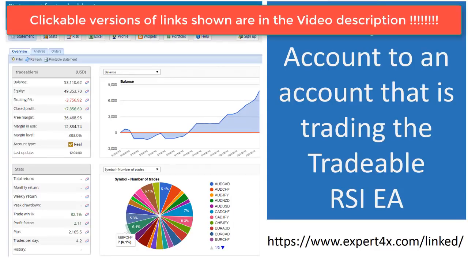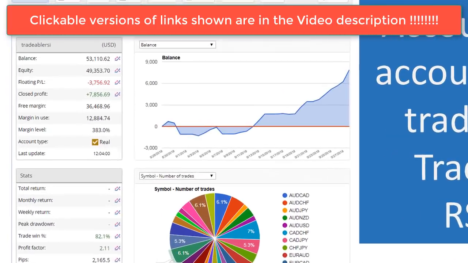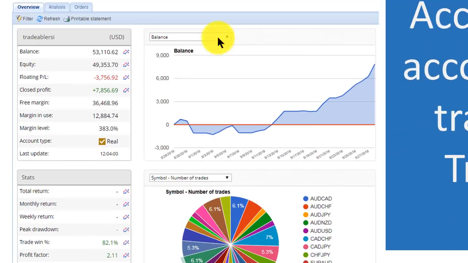Then you can link your account to an account that is trading the tradable RSI, and this is done through our Forex Trading Club. It is a free service to club members. All you have to do is join the club, and you can link this account to yours through the club. And on the screen you can see the progress of this particular account, making pretty good progress.